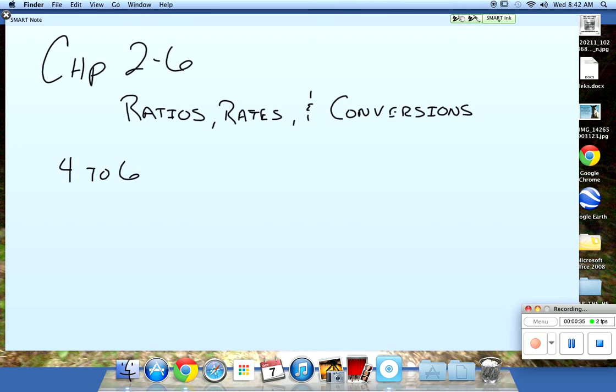A rate would be something on the order of how many miles per hour you're going. So if you're doing 55 miles per hour, or in other words, 55 miles over 1 hour, that is called a rate. And you're obviously familiar with seeing miles per hour, so that's how we would look at miles per hour.